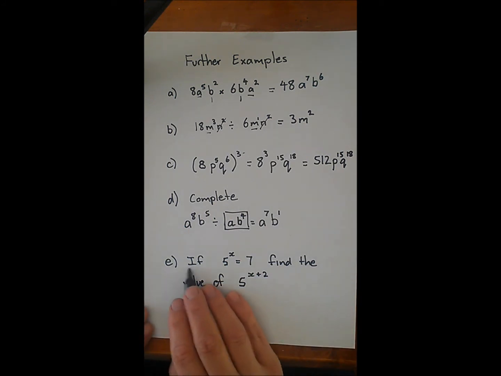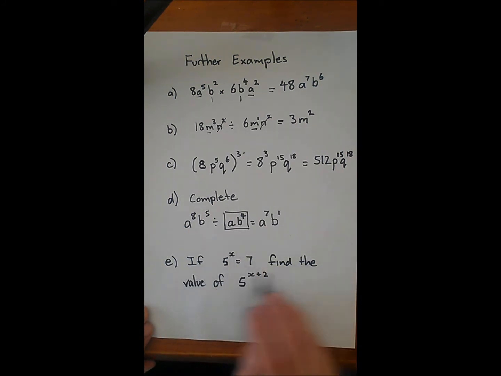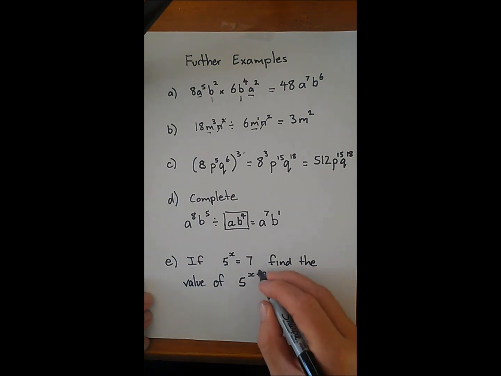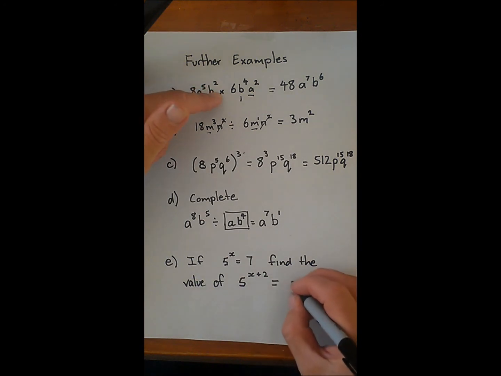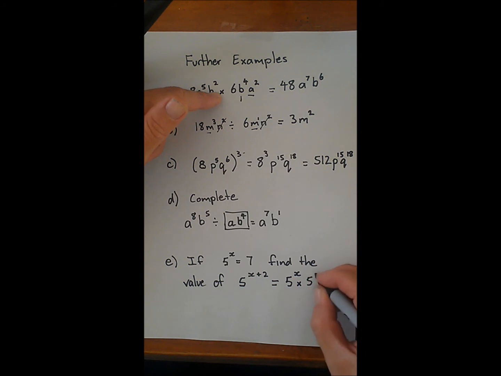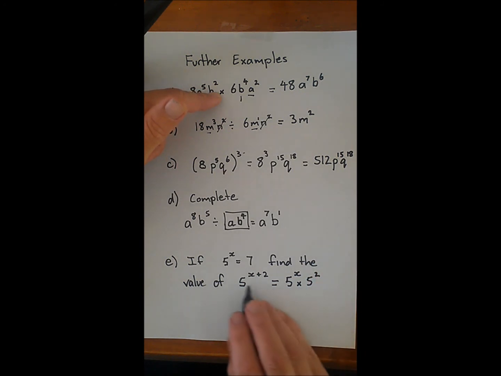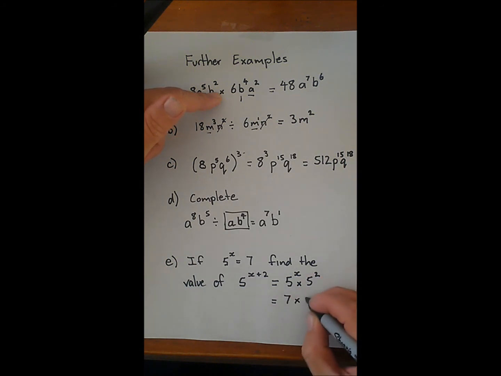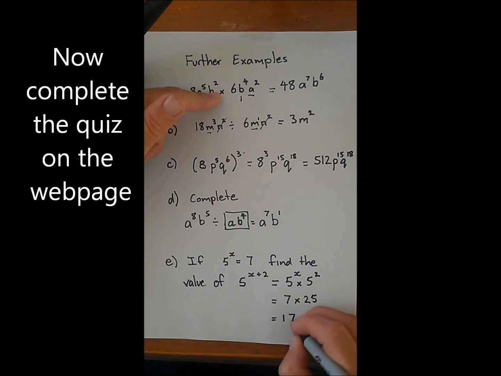Finally here, a little bit harder one. If 5 to the x is 7, find the value of 5 to the x plus 2. So what I want to do here is work backwards. 5 to the x plus 2, the plus tells me it relates back to my multiplication law. So that'd be the same as 5 to the x times 5 to the 2. So I can work backwards here. Now I know 5 to the x is 7. I know 5 squared is 25. And so I can just multiply them together to get 175. It's a bit of a harder one there to think about.